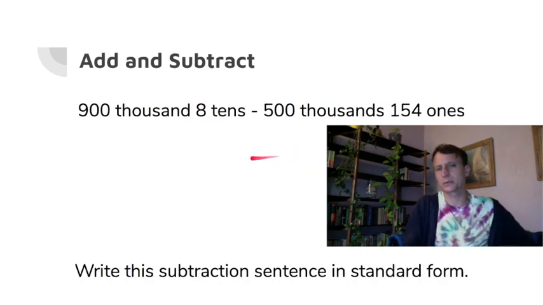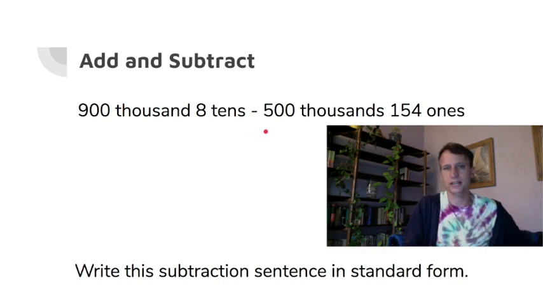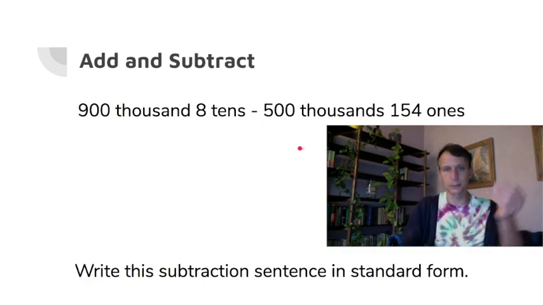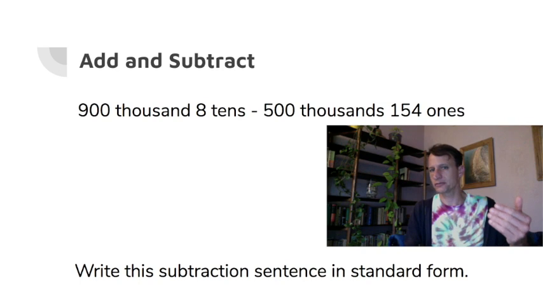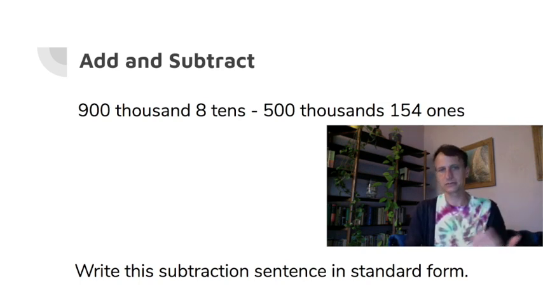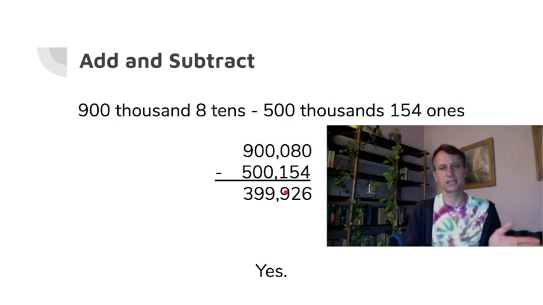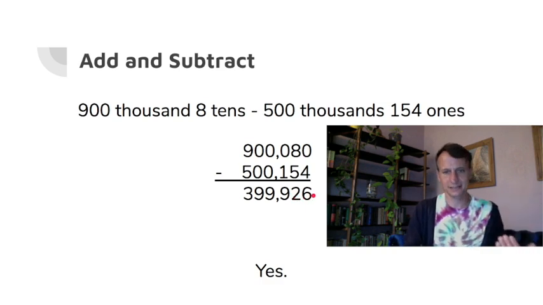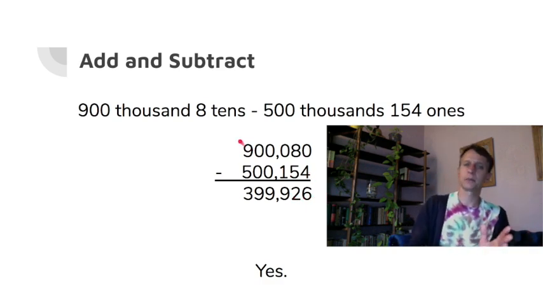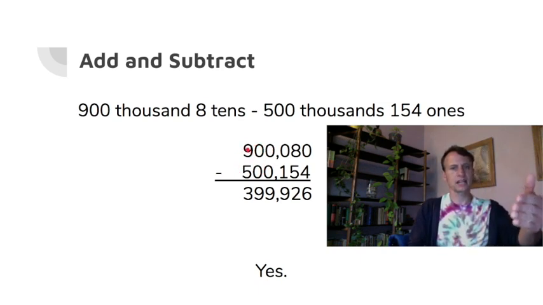Okay, let's see. Now let's do another one with lots of zeros to subtract across. 900,000, 8 tens, so a similarly formatted number, minus 500,000, 154 ones. So writing that out from unit form into standard form would look like that. And then you have lots of zeros to regroup across. Got that? Okay. Did you get 399,926? Goody. All right. And by the way, on all these, you could do a pretty quick and easy rough estimation by just saying, hey, 9 minus 5 is 4. My answer is around 400,000. This makes sense.